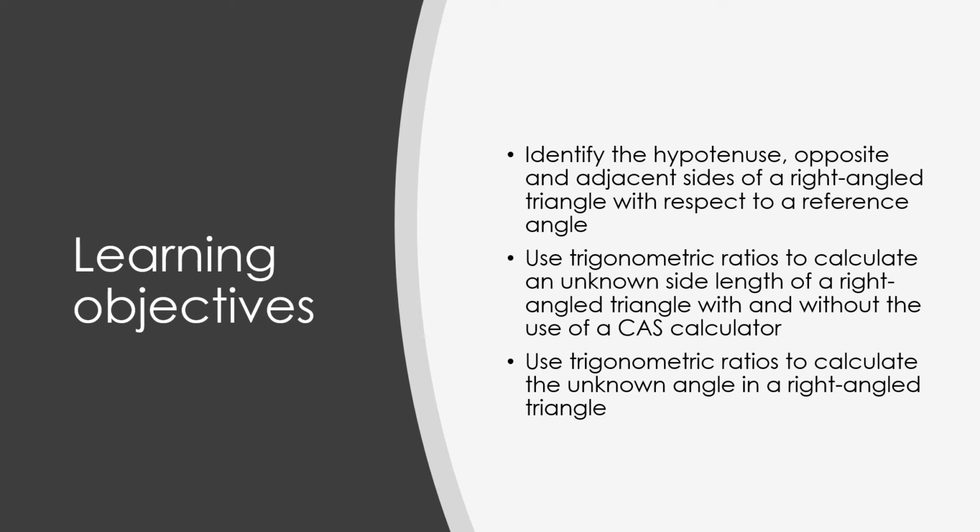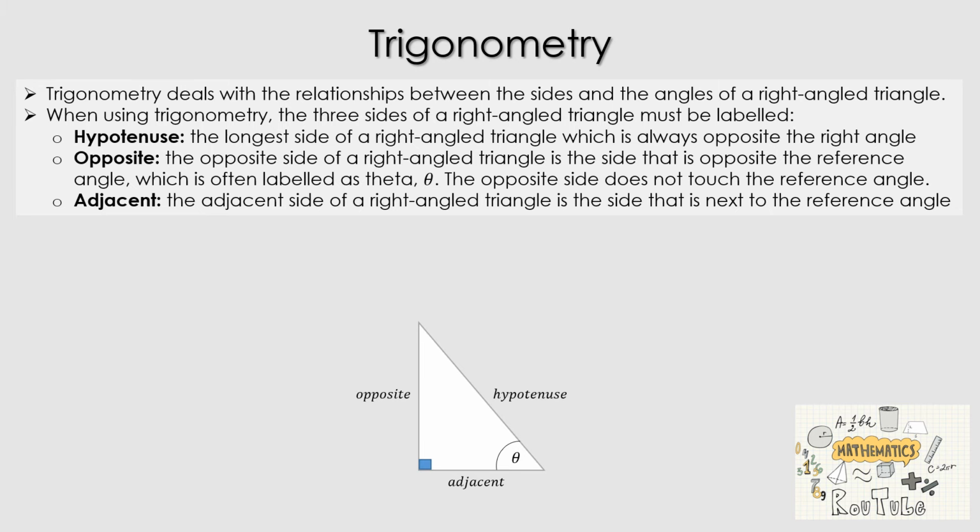And the third objective is to use those trigonometric ratios to calculate the unknown angle in a right-angled triangle. So there's a little bit of stuff that we need to cover. Okay, so having a look at trigonometry, I thought the best way to start would be just by having a look at some key terms and some key properties.